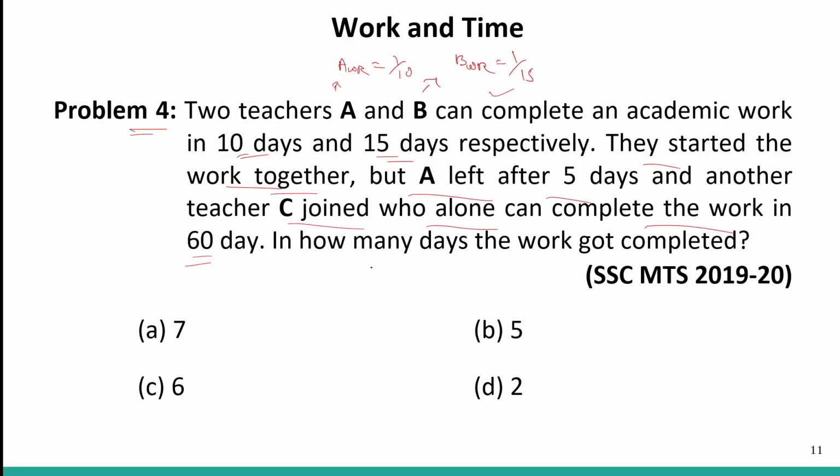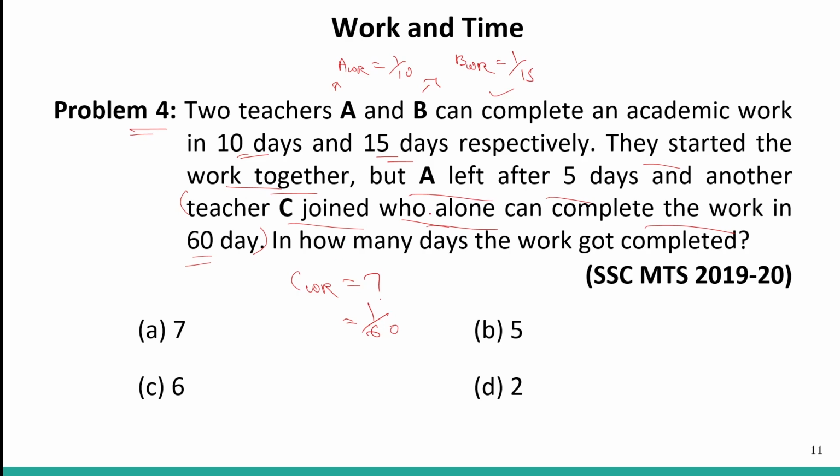Okay, look at this statement, that teacher C joined and who alone can complete the work in 60 days. So what is C's WR, that is C's work rate? It is actually 1 by 60, right? Because he can complete the whole task in 60 days.